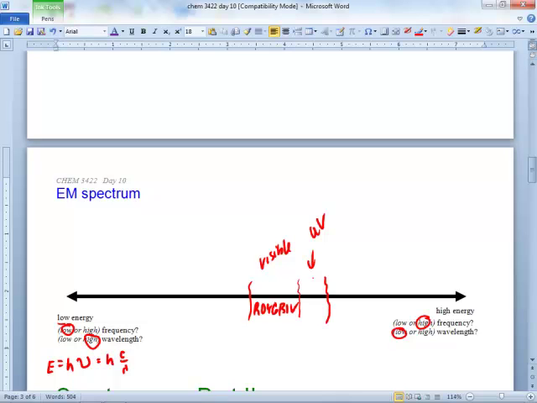Okay, where would you put them? Very low. Would it go right after? So this is radio down here.